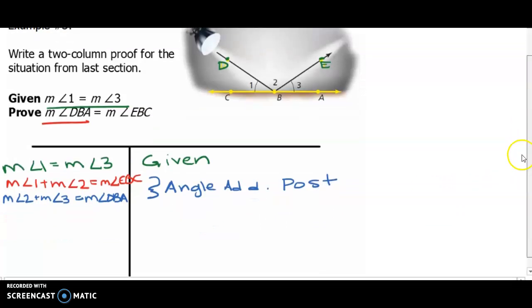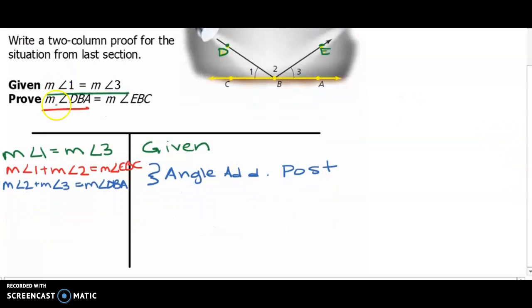All right. Now, anytime we're given that two things are equal, in the back of our mind, we should be thinking substitution, substitution, substitution. So I'm going to take this statement right here. Measure of angle 2 plus measure of angle 3 equals measure of angle DBA. Can we substitute anything for angle 3? Notice that measure of angle 1 equals measure of angle 3, so we can substitute the measure of angle 1 in for the measure of angle 3. So that's what I'm going to do. Measure of angle 2 plus measure of angle 1, I substituted here, equals measure of angle DBA. And that's just the substitution property of equality.